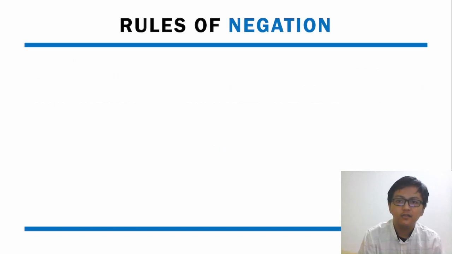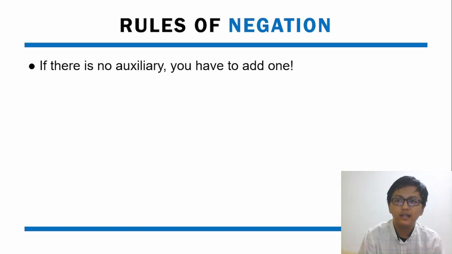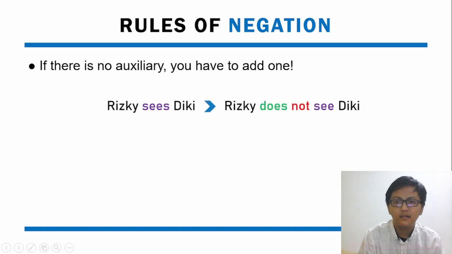Next is the rules of negation. The first rule: if there is no auxiliary, you have to add one. For example, Rizky sees Diki. Then for the negative form, it became Rizky does not or doesn't see Diki. As you can see here, does not see Diki, we add the auxiliary does before the negator not and the main verb.